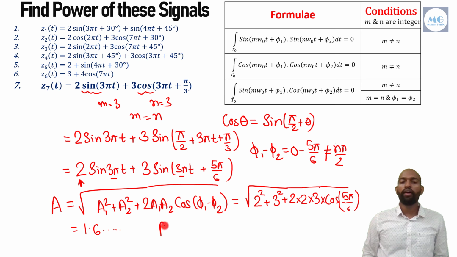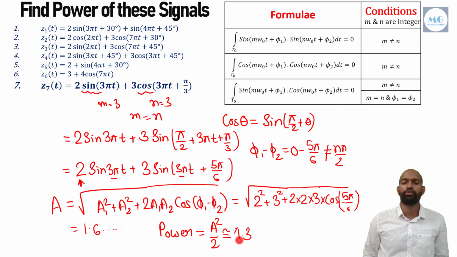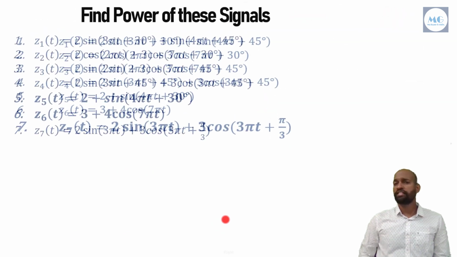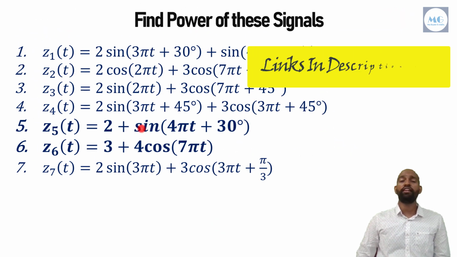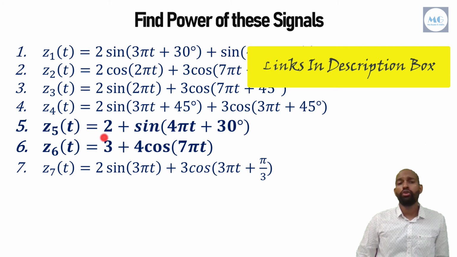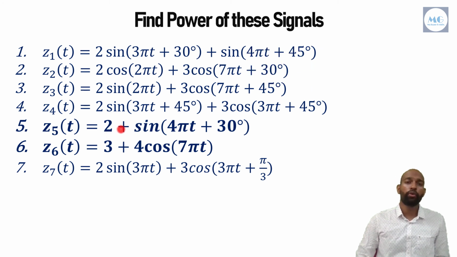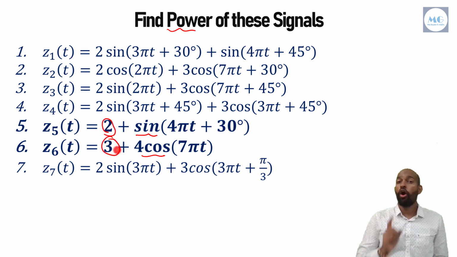Now what will be the power? Power will be our peak amplitude square by 2, that is 1.6 square by 2, which is nearly equal to 1.3. You can calculate also. So it is the end of this lecture. In my next lecture, I will show you how to solve the questions where we have to get power and which include trigonometric functions like sine or cosine plus these kinds of constants. Using orthogonality, we will use their orthogonality.